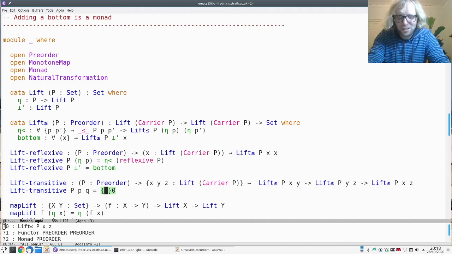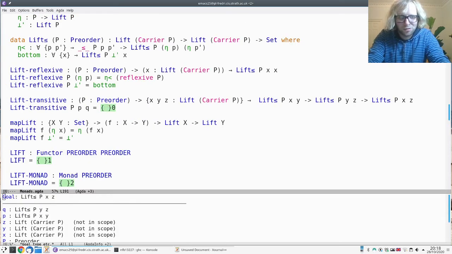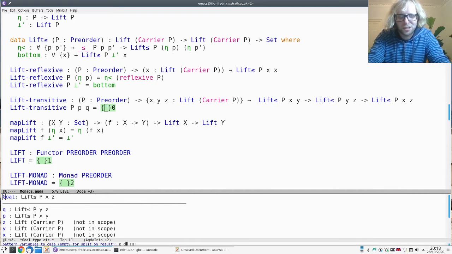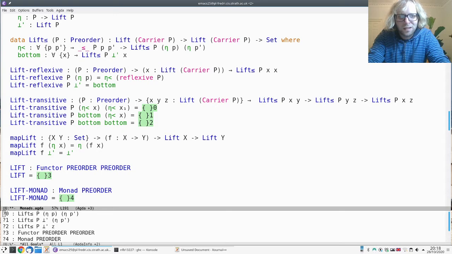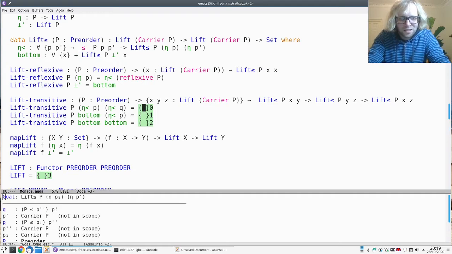Okay, what about transitivity? So here I have two proofs P and Q, and I need to combine them. So let's look at what P and Q could possibly be. They're either both etas. Let's call this one P and this one Q. Or the first one is a bottom. So in this case, where they are both etas, then again I can use the inclusion of eta, like the source preserving, right? And then just use the transitivity of P and Q.